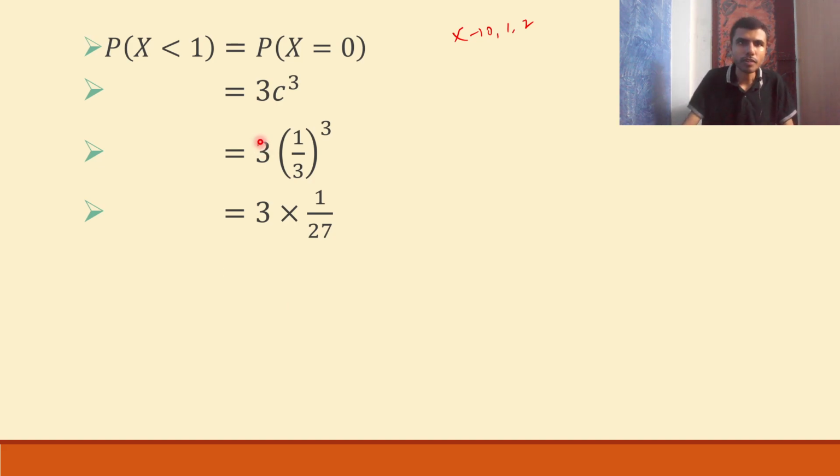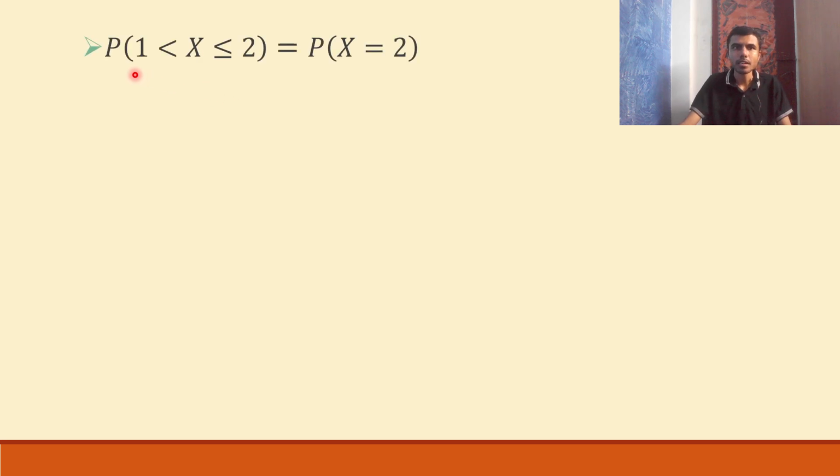Next, they asked us to find out the probability of 1 less than capital X less than or equal to 2. That means what? Again, look at the set of values that capital X can take. Capital X can be 0, 1, 2. Can capital X be 0 here? No, because it should be greater than 1. Can capital X be 1 here? No, because it should be greater than 1. Can capital X be 2? Yes, because it is less than or equal to 2. So that's our only possibility.